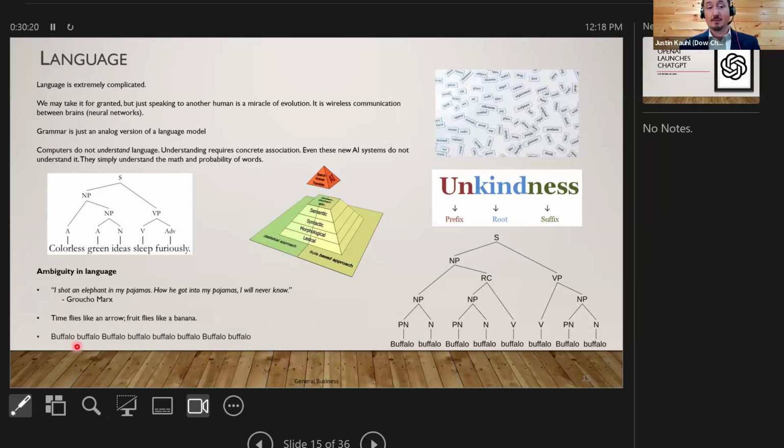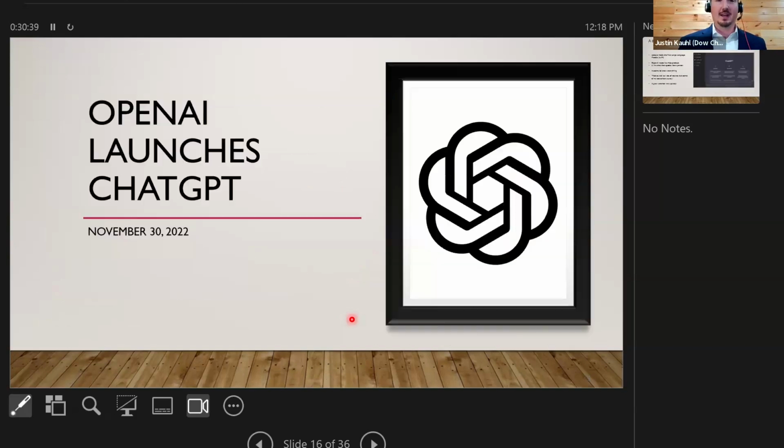And we got sentences like "Buffalo buffalo buffalo buffalo buffalo buffalo buffalo buffalo," which is actually a grammatically correct statement about buffalo from Buffalo who are buffaloing other buffalo from Buffalo. So it's a bit of a mess overall, languages. And so trying to map it mathematically can be quite complicated.